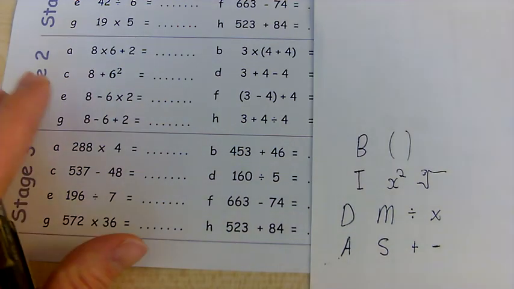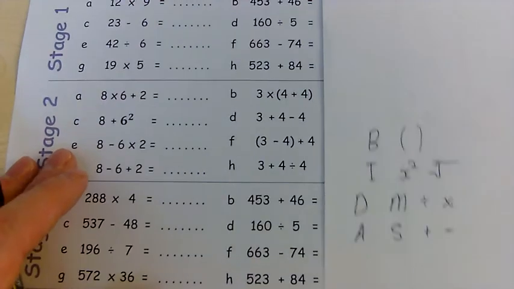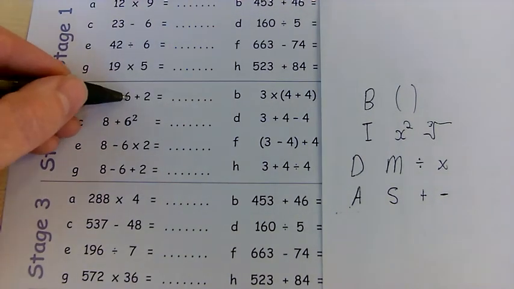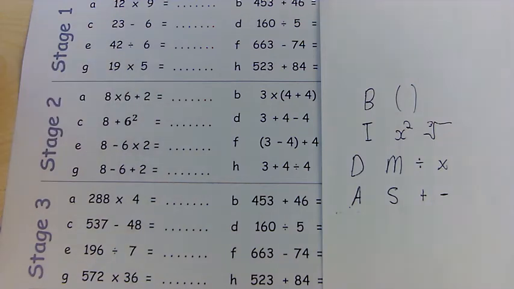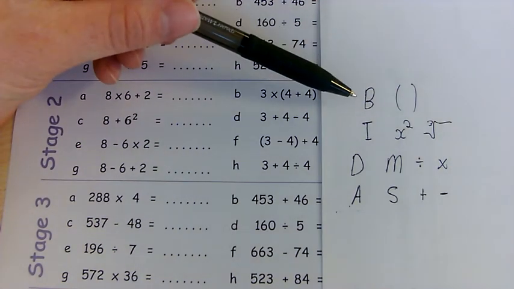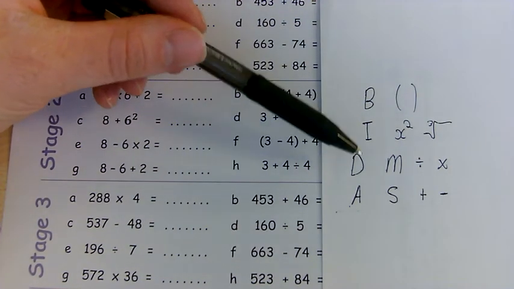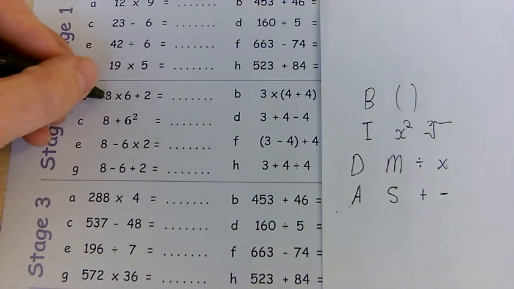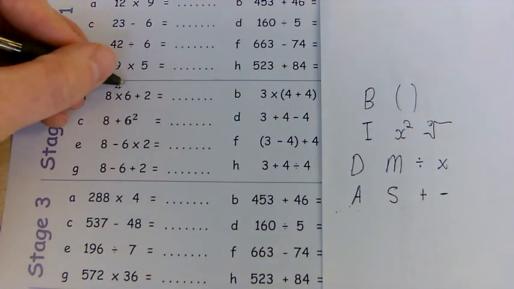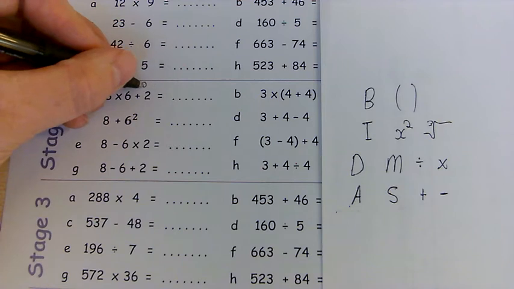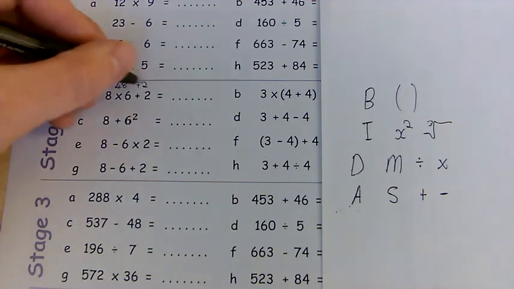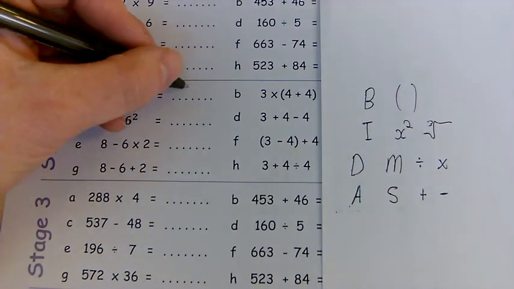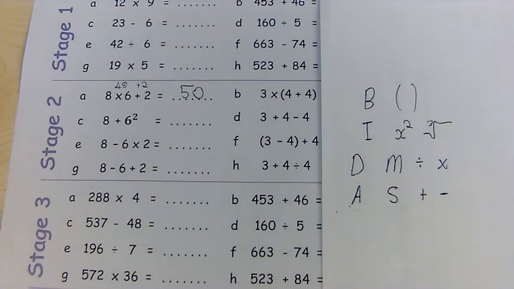Let's do a couple of examples. On the first one here, we've got 8 multiplied by 6 plus 2. Well, I don't have brackets, I don't have indices, don't have division. I do have multiplication, so I'll do that first. 8 times 6 is 48, and I'm adding a 2, which is pretty straightforward. I've only got one calculation left. My answer is 50.